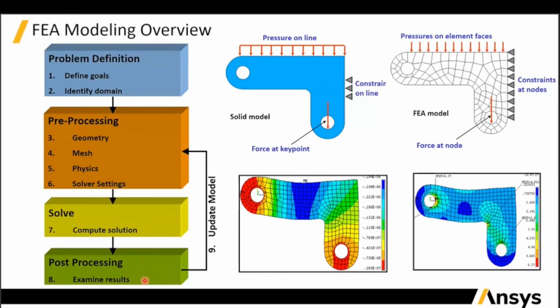You have to examine your results, whether they are fine or you need to make a few modifications. If my results are fine, then it's good. If I feel the results are inaccurate or inappropriate, I can go back to pre-processing and again do all these steps, so my model will be updated.